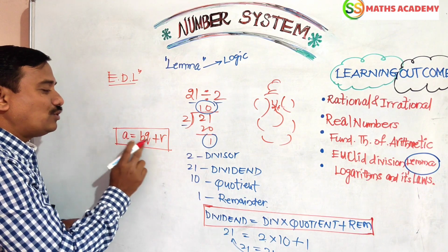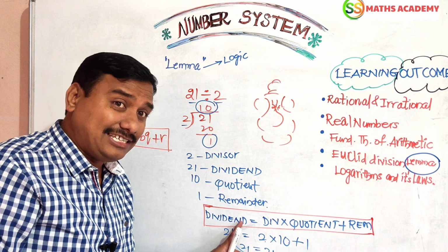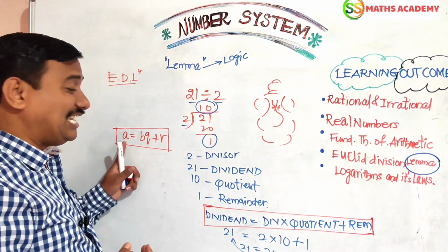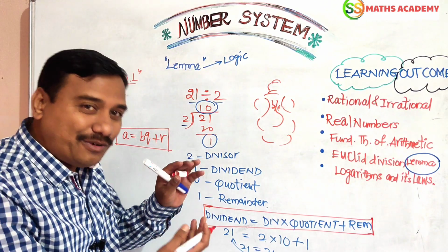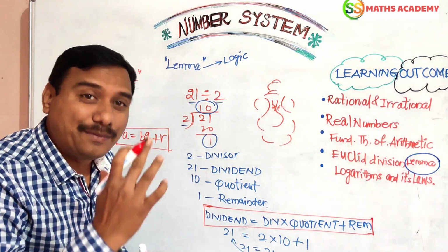Yes, it is also known as Euclid division lemma. We already learned it in 8th class and 9th class. Now we have to change it into our style, converting to another variable, and then it is known as Euclid division lemma.